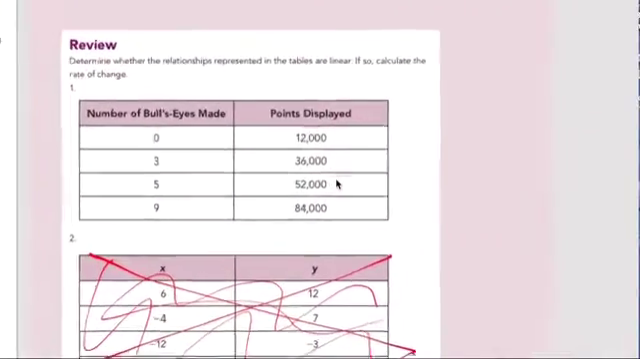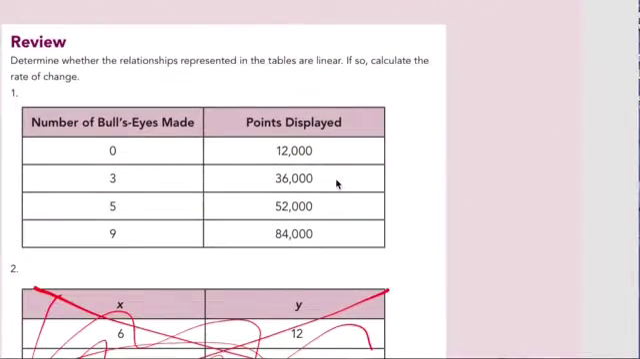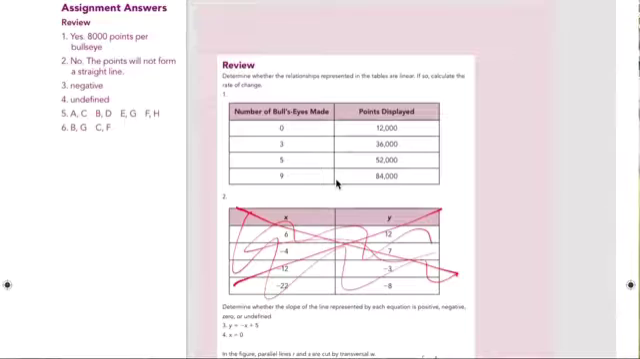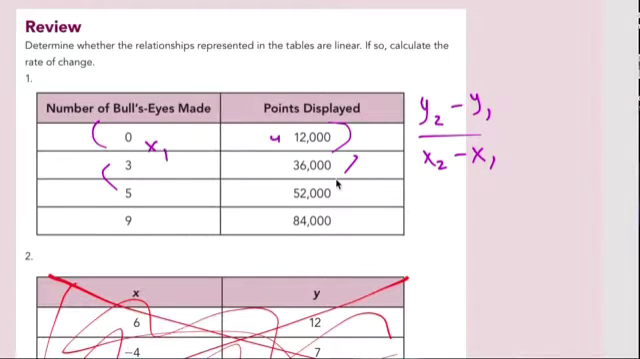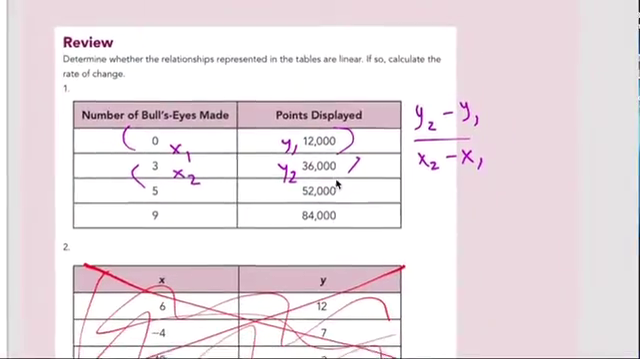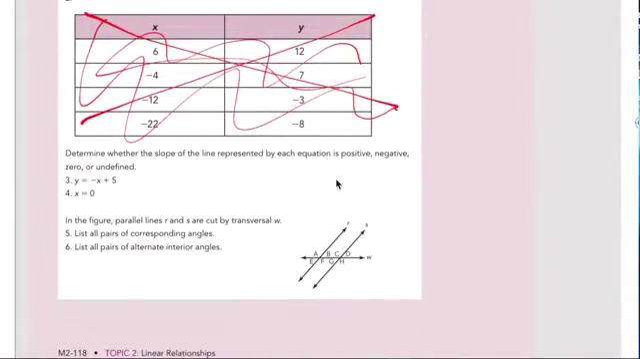Anyways, determine whether the respective tables are linear. If so, calculate the rate of change. Okay, this was nonlinear and this was linear. So find the rate of change in this table: y sub 2 minus y sub 1 over x sub 2 minus x sub 1. So pick 2 ordered pairs, x sub 1, y sub 1, x sub 2, y sub 2, and find the rate of change there. Okay?